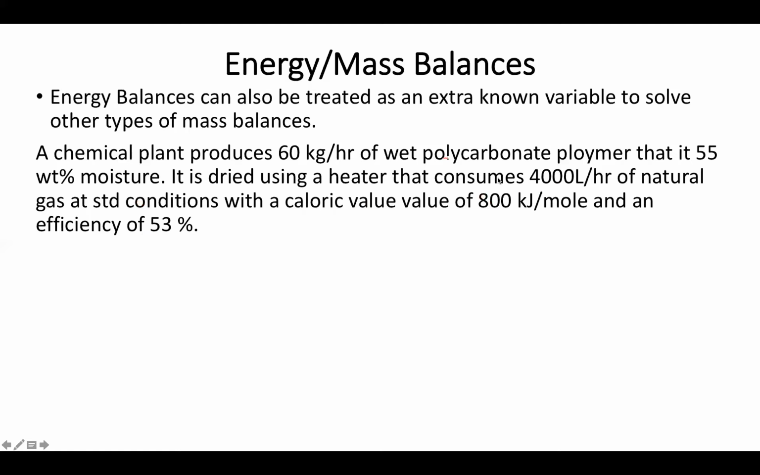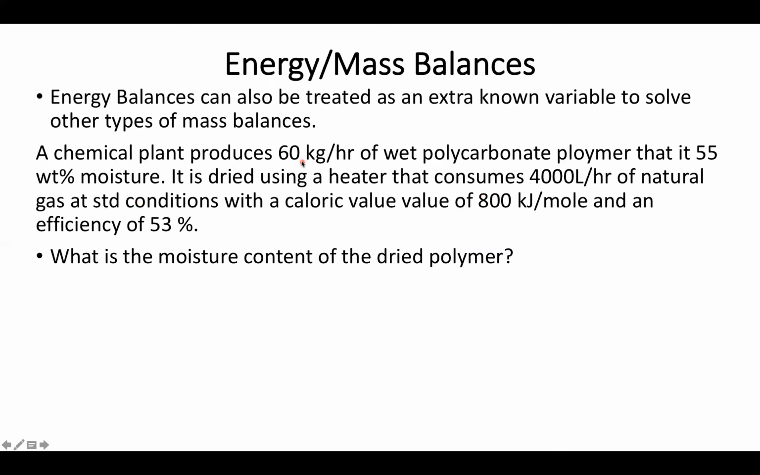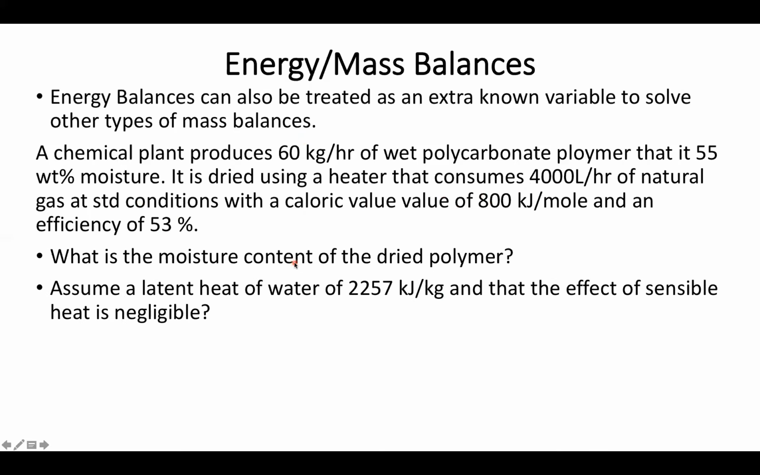So of the energy that that dryer produces, about 53% of it is going to go into drying my wet carbonate. What we're going to be trying to figure out is how much water is going to be left over in that dried polymer, because it probably won't be perfectly dry. So we're going to assume the latent heat of water is 2.2 megajoules per kilogram, and we're going to be more or less ignoring sensible heat.